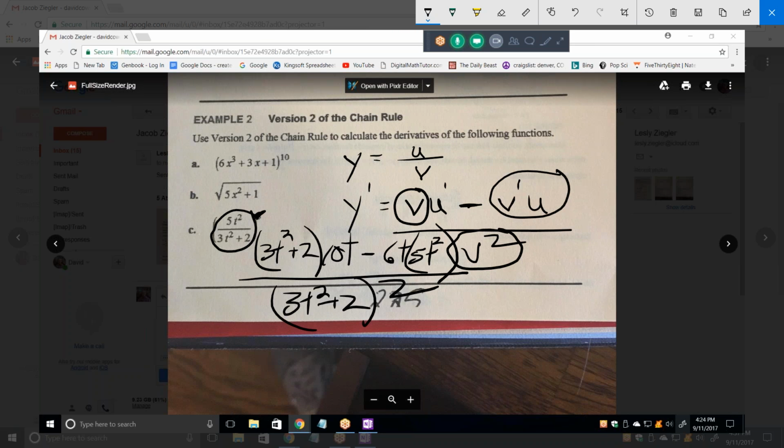Now, the only reason this is the hardest one to remember is because the subtraction makes the order of the numerator important. I cannot switch these. I cannot start with the derivative of the bottom times the top. I've got to start with the bottom times the derivative of the top. So if I'm trying to memorize that, notice that if I just remember, start with the bottom and end with the bottom squared. That's it. I got it.